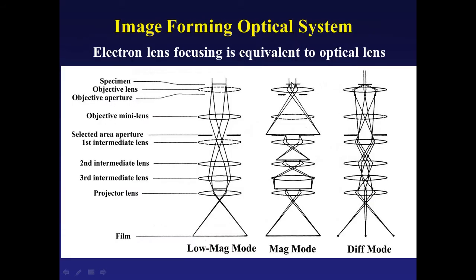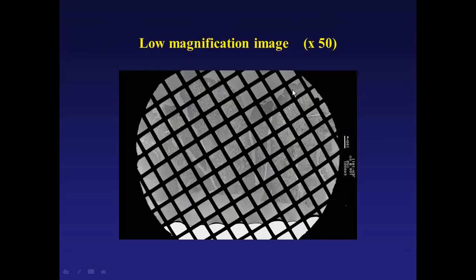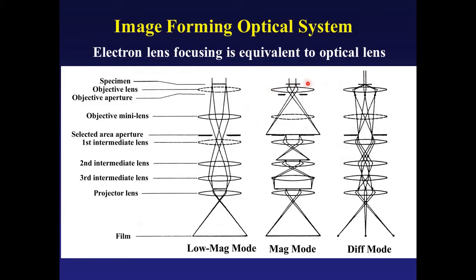And also, the magnified image is magnified again by the intermediate lens system and projector lens system. The specimen is here, and the first stage of imaging is the objective lens here. This is the objective lens. In this illustration the lens is drawn as a glass lens, but practically it is a magnetic lens. The first-stage image from the objective lens is magnified again by the first, second, and third intermediate lenses, and finally the projector lens. Each lens has 10 times magnification, and the projector lens has 200 times magnification. Finally, we can observe 1 million times magnification very easily.